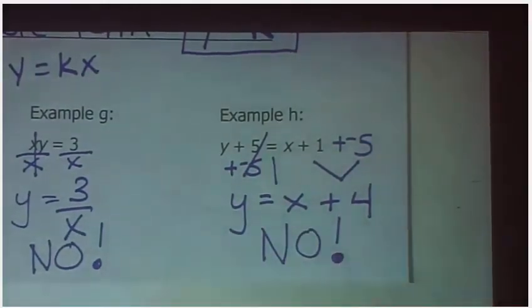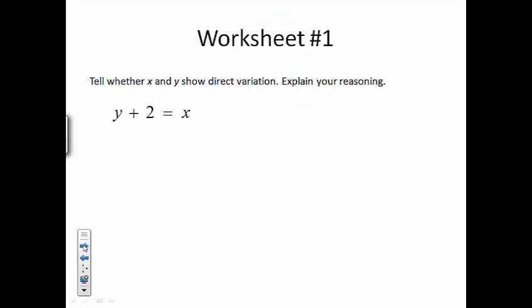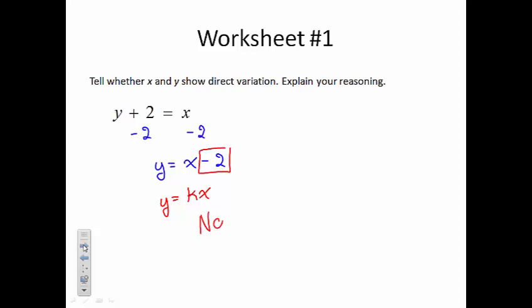variation. All right, hopefully you've tried this. So we're going to subtract 2 from both sides, giving us y equals x minus 2. Wait a second, it doesn't match our y equals kx form. Y equals kx doesn't have a minus 2 on the end, so this does not match our formula. So the answer for this is no. And please don't forget that you are supposed to explain your reasoning. Why did you say no? In this case, you would say no, because it doesn't match the form y equals kx.